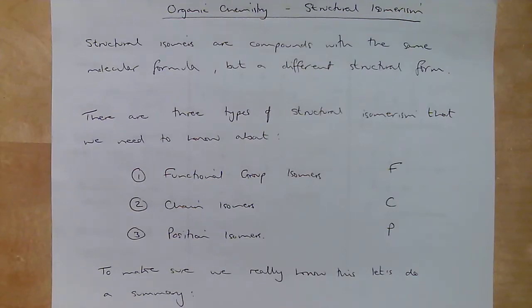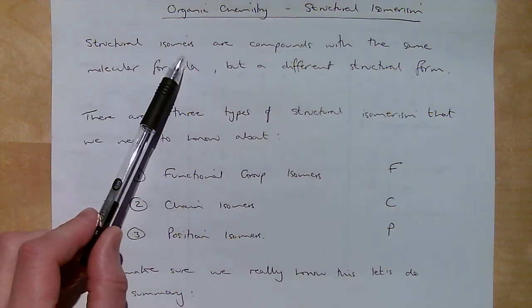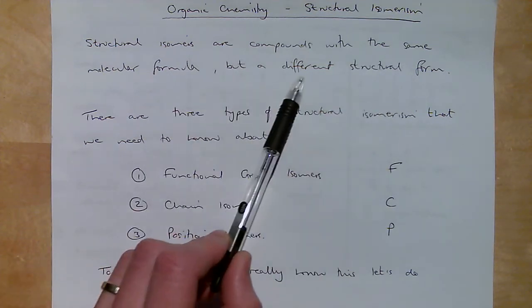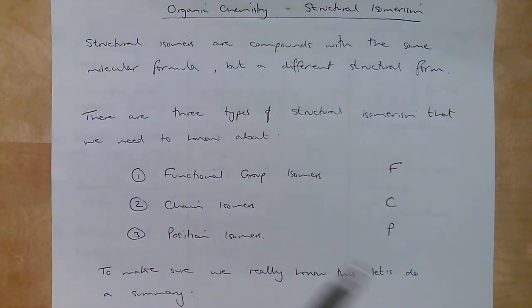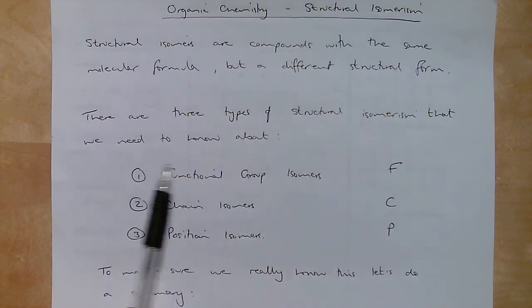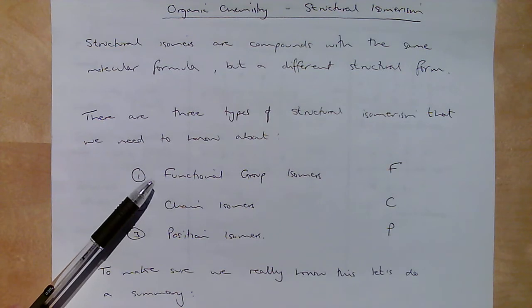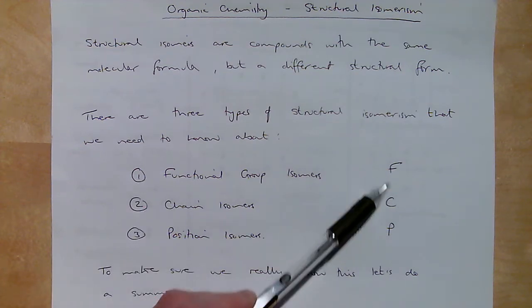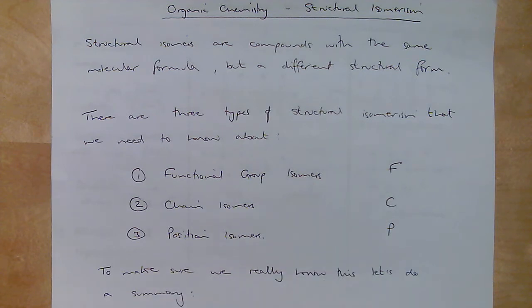Today we're going to have a look at structural isomerism. Structural isomers are compounds with the same molecular formulae but a different structural form. There are three types of structural isomerism that we need to know about. They are functional group isomers, chain isomers and position isomers. Easy way to remember: FCP, functional group, chain and position isomers.